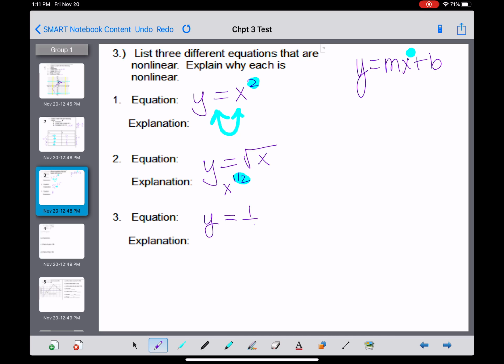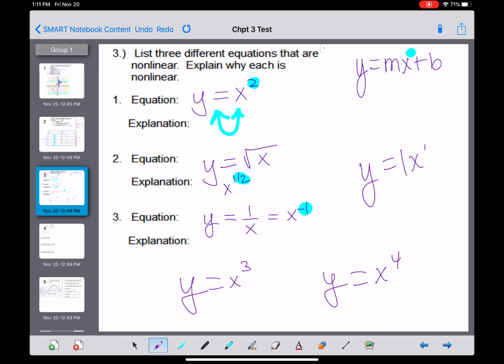You could have had a fraction, y equals 1/x. That is the same as saying x to the -1st power. So the key is that x cannot have an exponent of something other than 1. It could have even been absolute value because that's a change in direction, so that would be nonlinear as well.